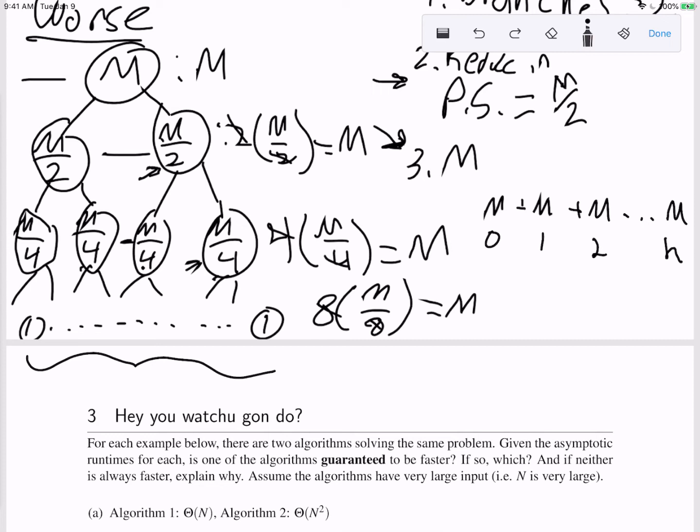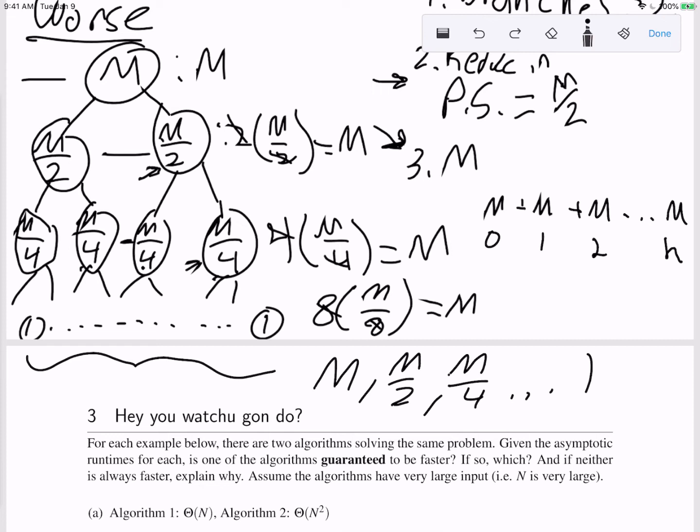Well, what is the height of this tree? It's a binary tree. There are 2 branches, and every time we go down a level, we divide by 2. So we're figuring out, I have to go from n to n over 2, n over 4, and so on, until eventually I get to 1, because that's the last row in here.